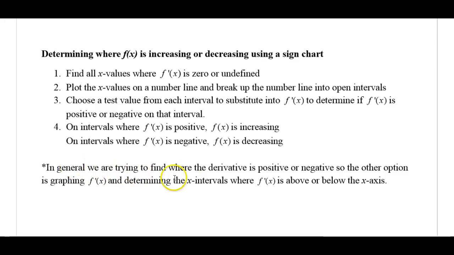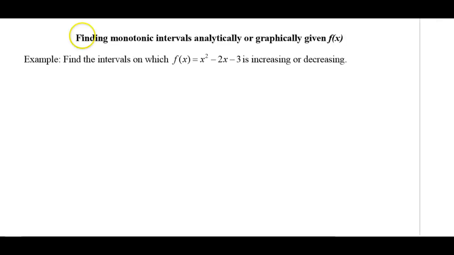So in general, what we're trying to do is find where the derivative is positive or negative. The other option would be graphing f prime of x and determining the x intervals where f prime of x is above or below the x-axis. Alright, in these next few examples, we want to find monotonic intervals analytically or graphically given f of x. So ultimately, the goal is to find where the derivative is positive or negative. So let me write that in the corner.